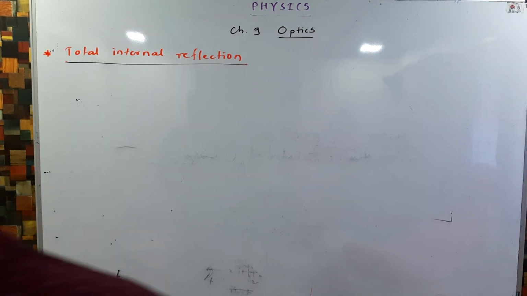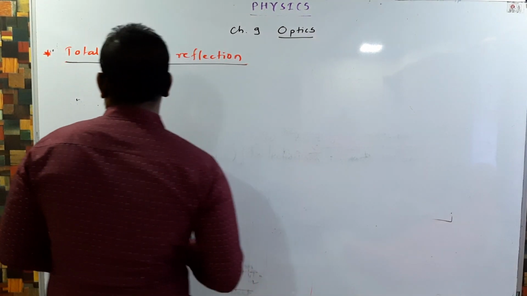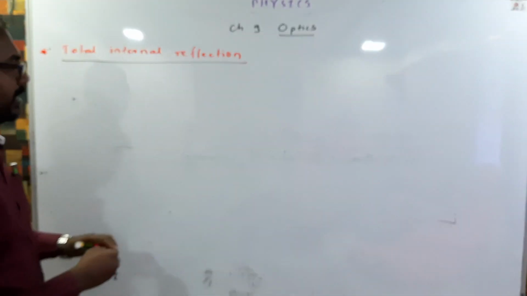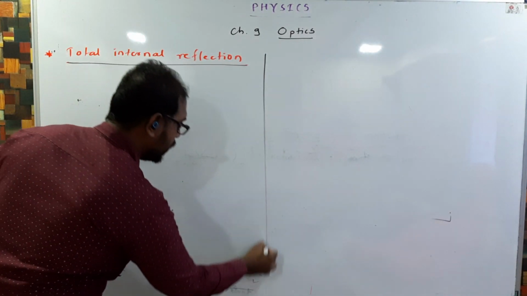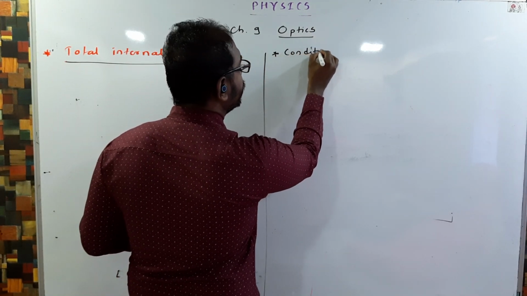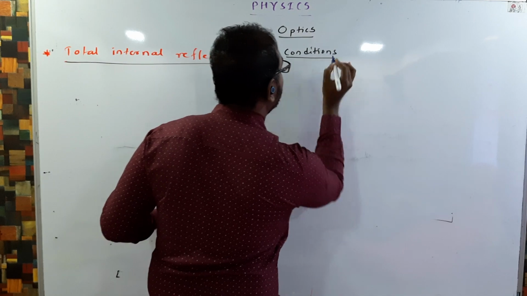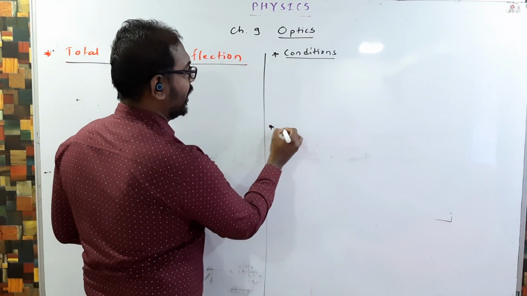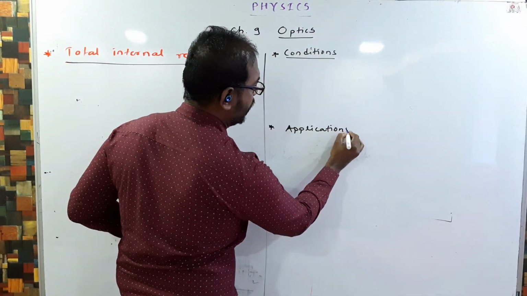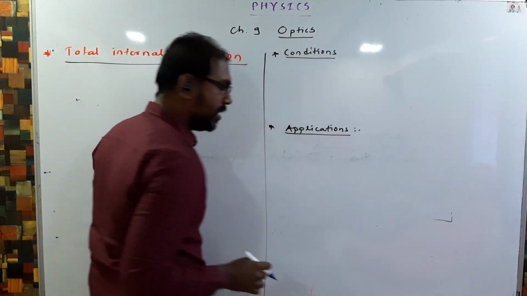Now here, what is total internal reflection? We have to learn this article with respect to some points. First one is what is total internal reflection. The second point is conditions of total internal reflection. After that, applications of total internal reflection. Take it.